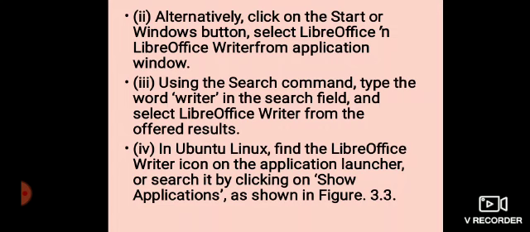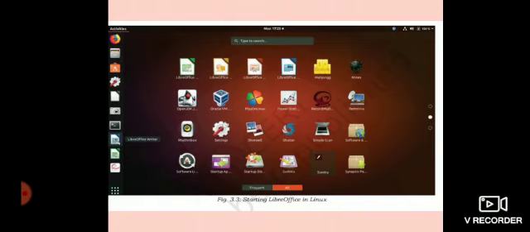Suppose you are using a Linux operating system, you would have seen in our computer lab also the Ubuntu operating system. When you switch on the computers, automatically it gets into the operating system called Ubuntu, and from there you switch over to Windows. So in case you are in the Ubuntu Linux operating system, you can also use the LibreOffice Writer icon on the application launcher as it is shown in figure 3.3. Look at this figure. This is your Ubuntu Linux operating system where you can find your LibreOffice Writer.